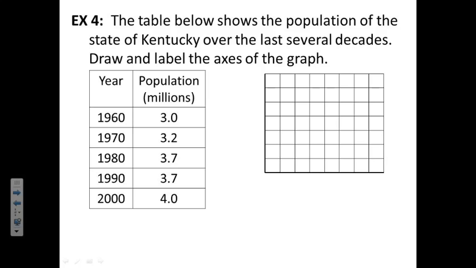Okay, example 4, it says, the table below shows the population of the state of Kentucky over the last several decades. Draw and label the axes on the graph. So we have a year starting in 1960, and we have population in millions. So we're going to take note that the population probably depends on the year, so our population is the dependent variable while the year is the independent variable. So that means when I draw my graph, I'm going to say year across the bottom, and then population, I'll put pop for our vertical axis.